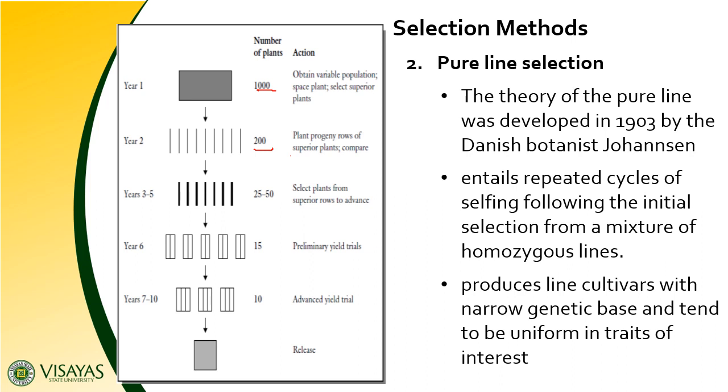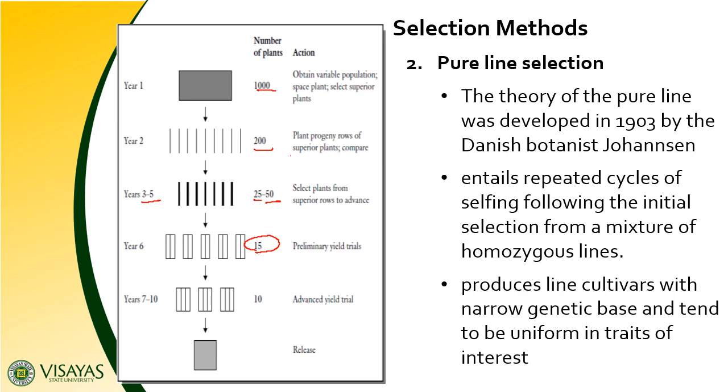So out of 200, you only select 25 to 50 for the next 3 years. So you have the third, fourth, fifth year. So you only select 25 to 50 individuals from here. And then in the 6th year, you have to plant it. So only 15 individuals are what you will select.